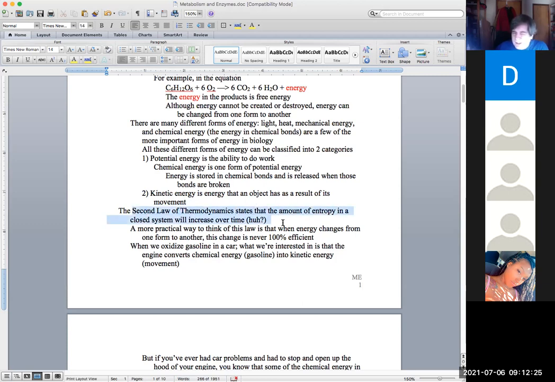The second law of thermodynamics says the amount of entropy in a closed system will increase over time. What does that mean? Well, practical way to think about this is something that we mentioned before. When energy changes from one form to another, the change is never 100% efficient. So if you think about burning gasoline in your car engine, you would like to convert the energy in the chemical bonds of the gasoline into mechanical energy that moves your car. That's how you're going to get someplace. The problem is this conversion isn't 100% efficient.